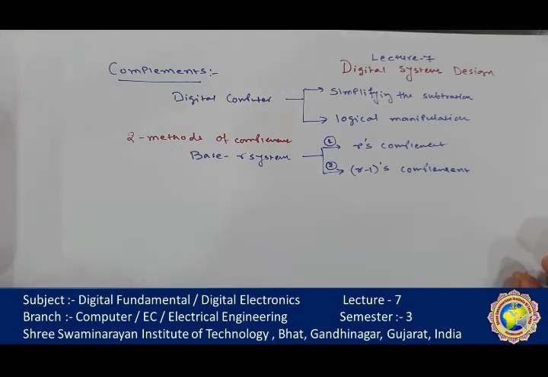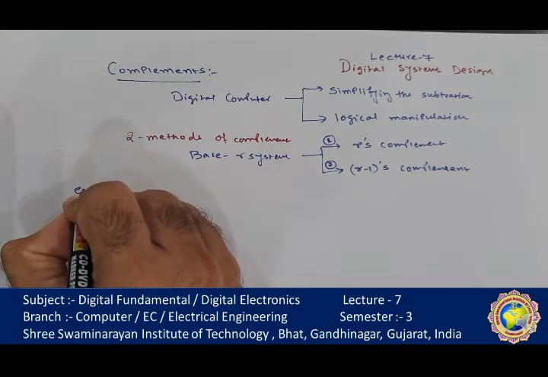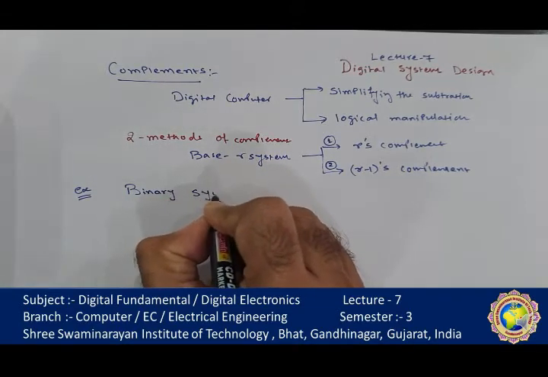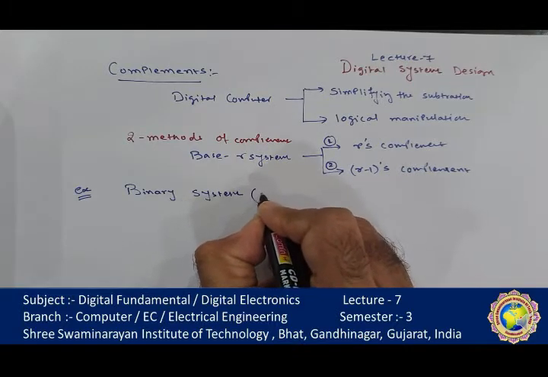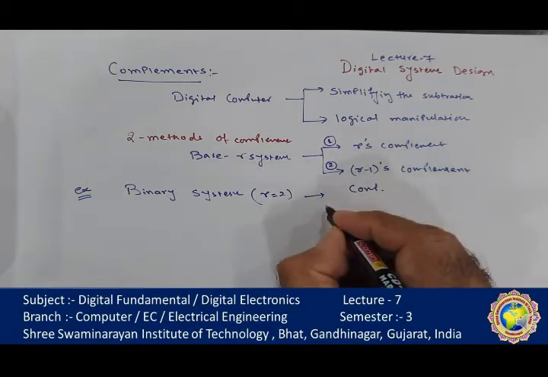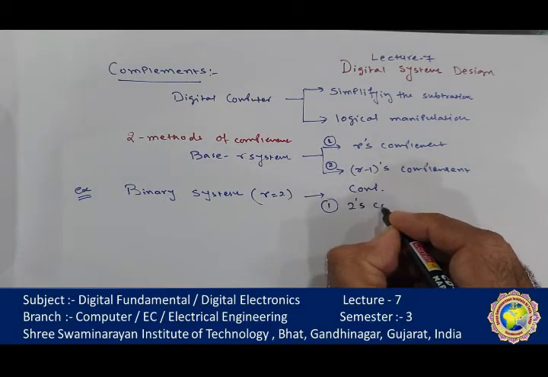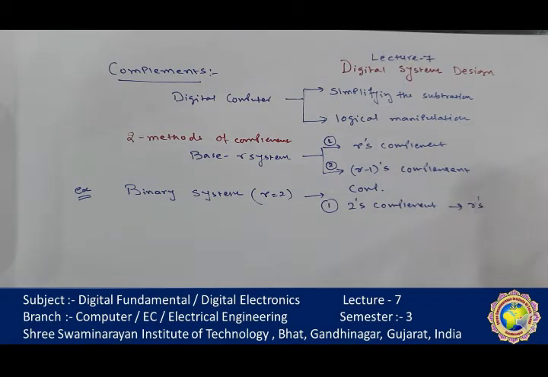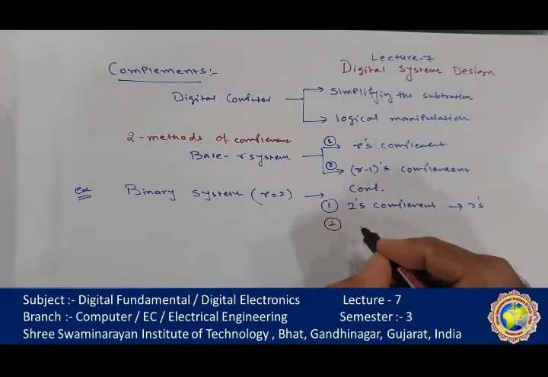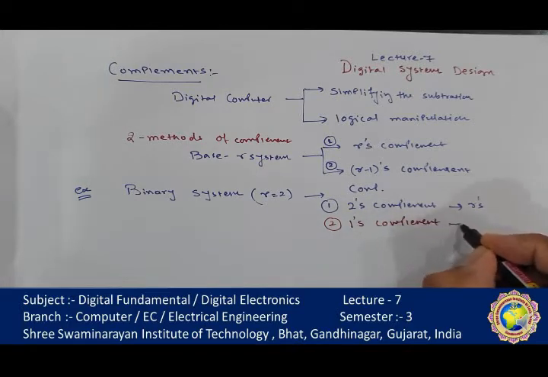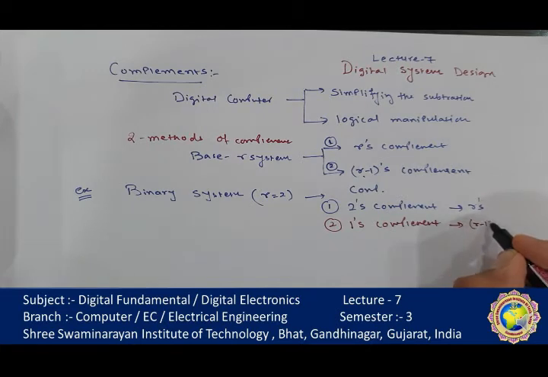For example, if we talk about the binary system, here base R equals 2. So there are two complement methods. One is known as the 2's complement, meaning R's complement, and the second method is the 1's complement. In general definition we can say R minus 1's complement.